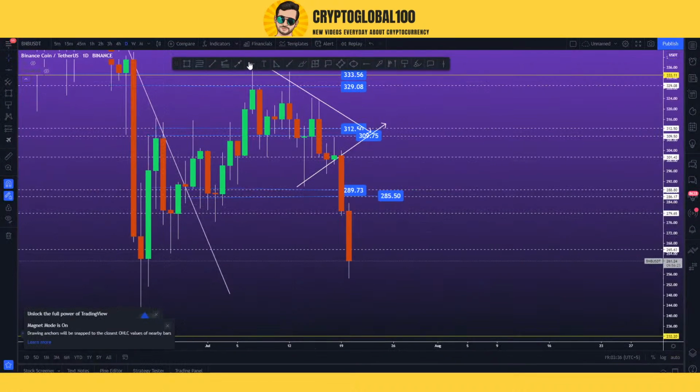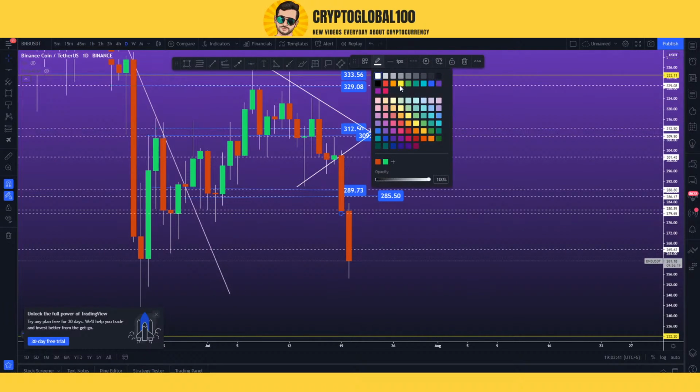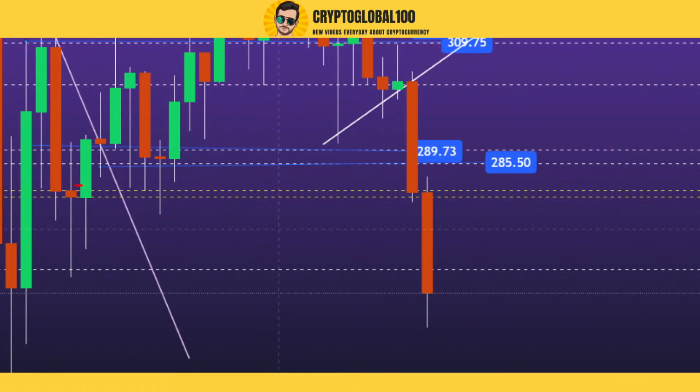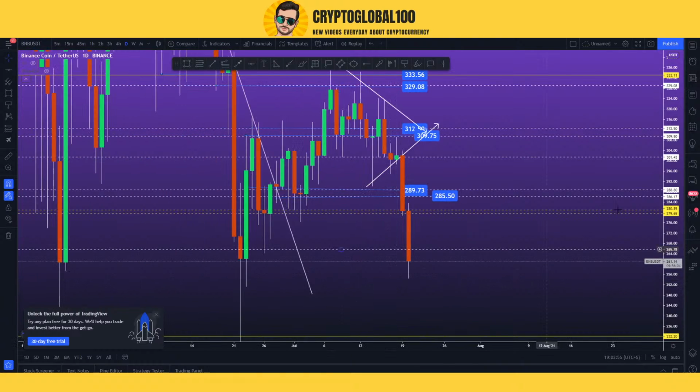Let me draw another level here as well. Let me make it yellow here and yellow as well. Now we have two levels. You can see here this is the demand zone as well. So this demand zone has also been breached, and now the candle has come down to this level. It went down to this area.